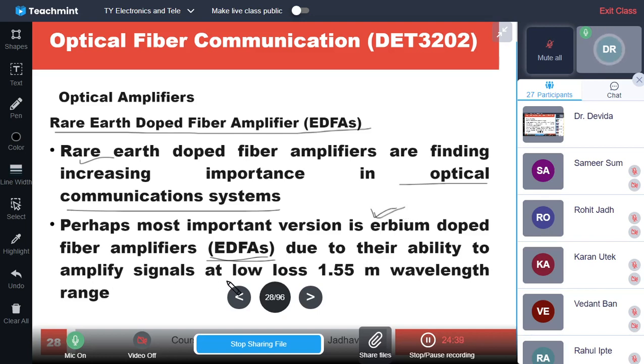Due to their ability to amplify signals as low as 1.55 micrometer, the 1.55 micrometer wavelength range, erbium doped amplifiers are mostly used. Okay, 1550 nanometer.